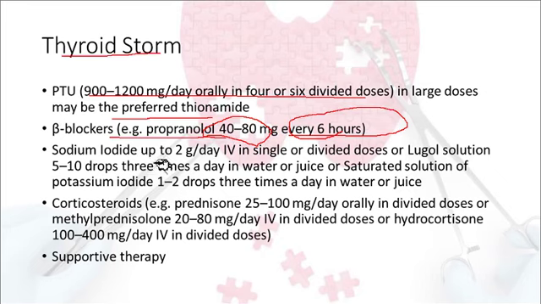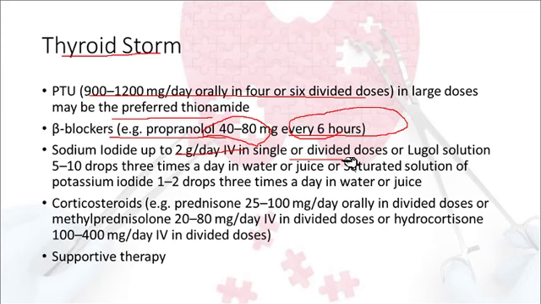Sodium iodide can be given at 2 grams IV as either a single or divided dose. Alternatively, Lugol solution of 5 to 10 drops 3 times a day in a glass of water or juice may be considered, or saturated solutions of potassium iodide 1 to 2 drops 3 times a day in water. Now, an alternative to this is, of course, to use glucocorticosteroid therapy.